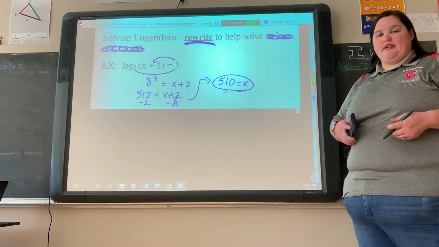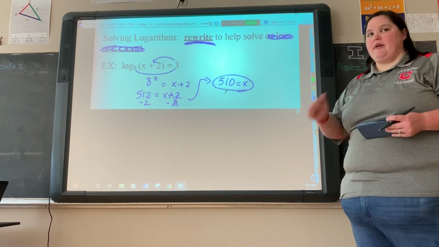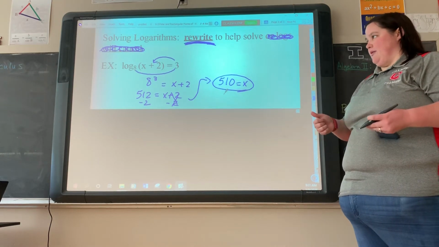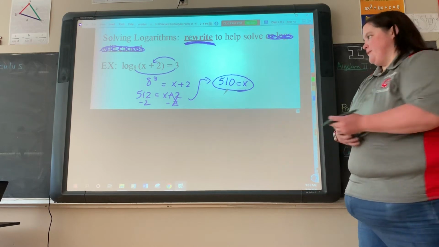So we're going to talk about a couple other little things that you can see with this, but that is the basics. We're going to use our rewriting process that we learned last week with logarithms, and now apply it to being able to solve logs this way. So let's do that one.